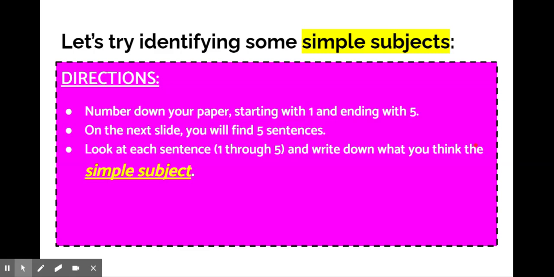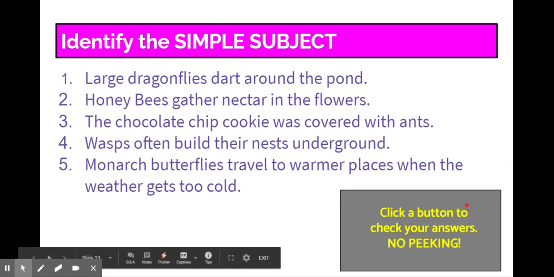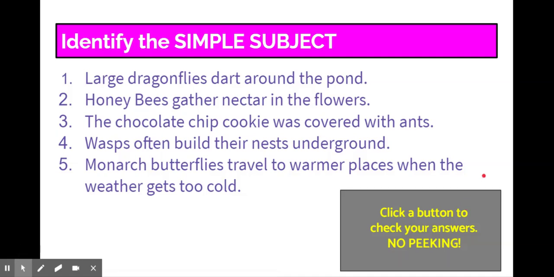Now let's try to identify some simple subjects. So again, number down your paper, starting with 1 and ending with 5. On the next slide, you're going to find 5 sentences. Look at each sentence, 1 through 5, and write down what you think the simple subject is. All right, there are your sentences. I want you to pause this video and get started.